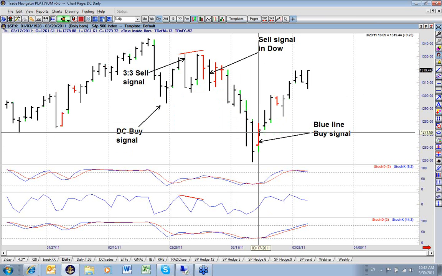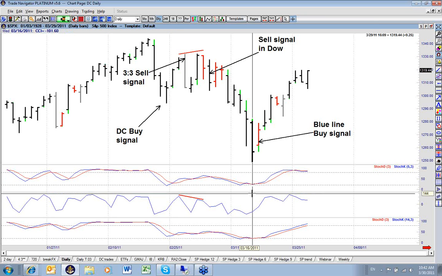Now, on that day, we had a Danielcode blue line buy signal as well. So that told you that probabilities were now that this move is over. This market's gone down. Have a look at a beautiful setup here.